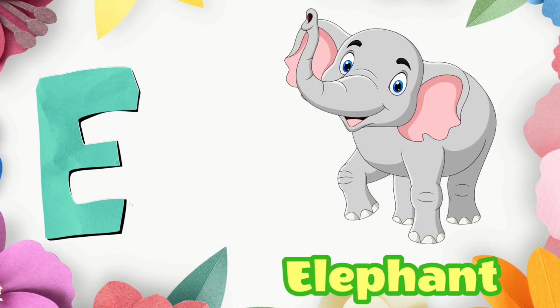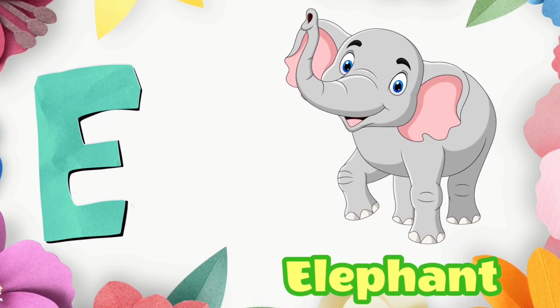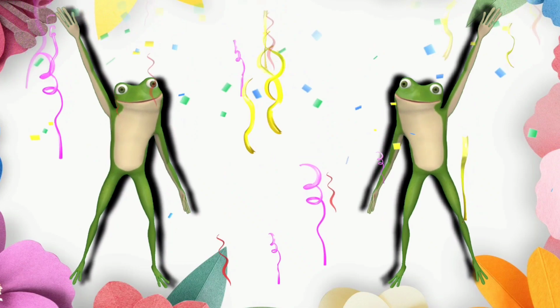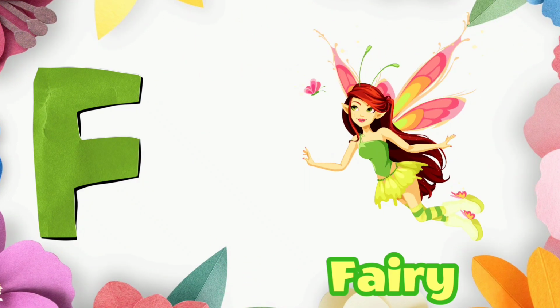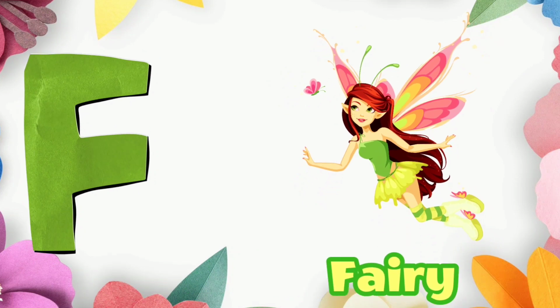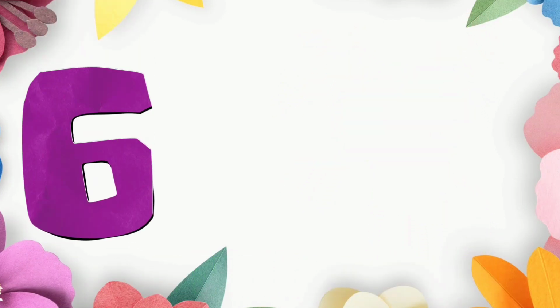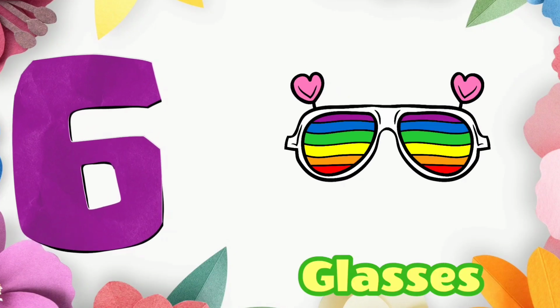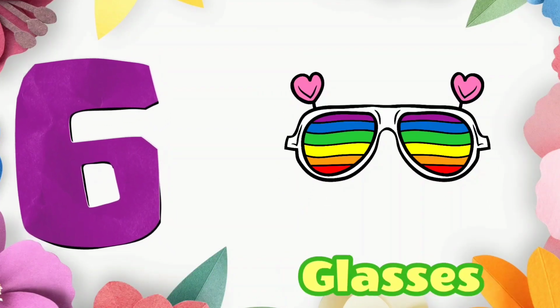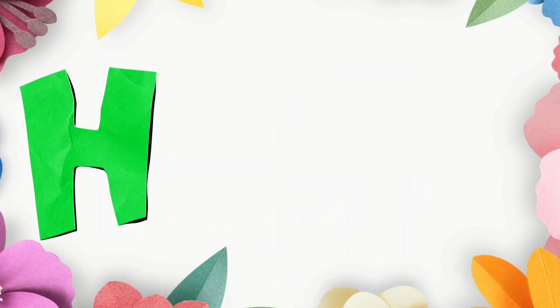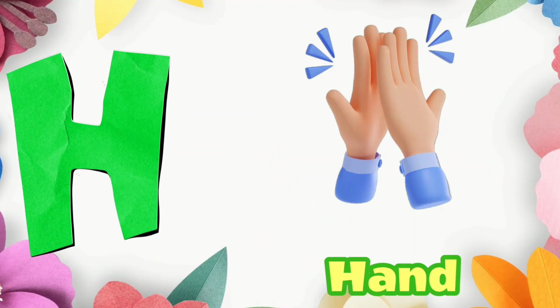E is for elephant, eh, eh, elephant, E, elephant. F is for fairy, fairy, fairy, F, fairy. G is for glasses, g, g, glasses, G, glasses. H is for hand.